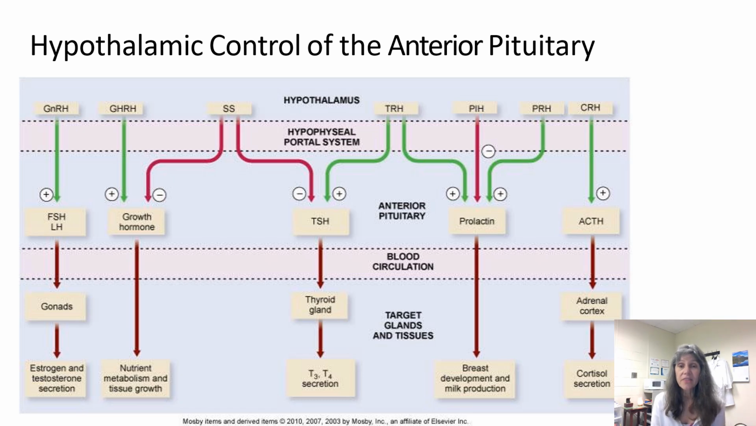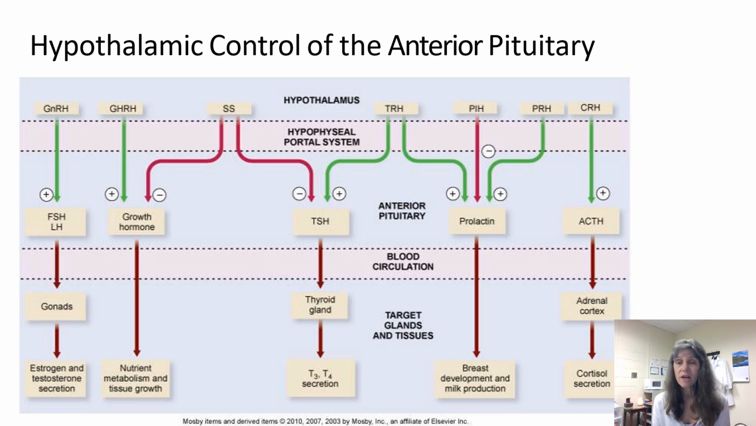If we look at thyroid releasing hormone in the hypothalamus, you'll see that it is going to stimulate the release of thyroid stimulating hormone in the adenohypophysis, which when it goes through the circulation will stimulate the thyroid gland to produce and secrete its hormones, thyroxine and triiodothyronine. So those will be secreted.